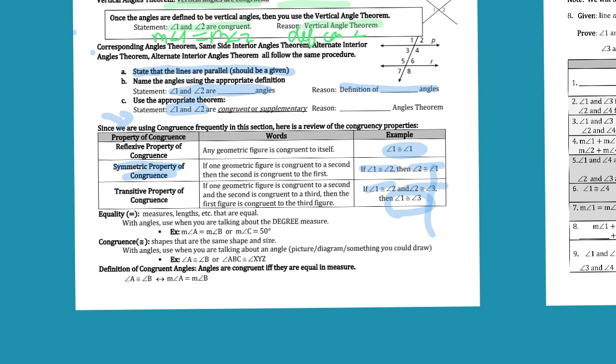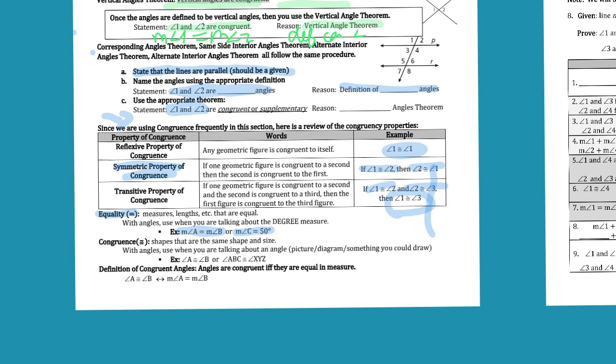And then also remember equality. Who can be equal? Measurements. People aren't equal. Their measurements could be equal. And so the measure of angle A equals the measure of angle B. You could also say the length of segment AB is equal to the length of BC. So lengths can be equal, measurements can be equal. The measure of angle C can equal a number.